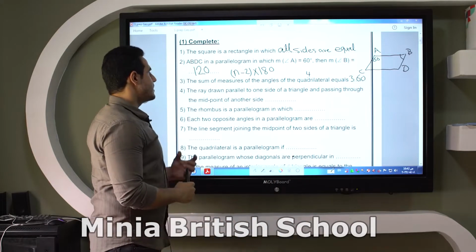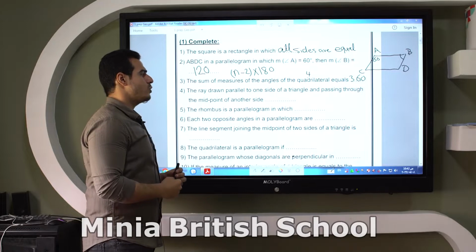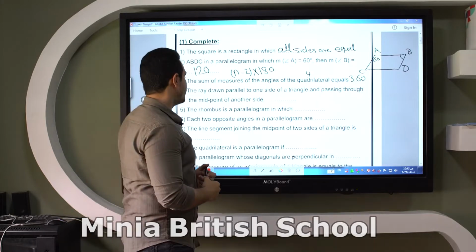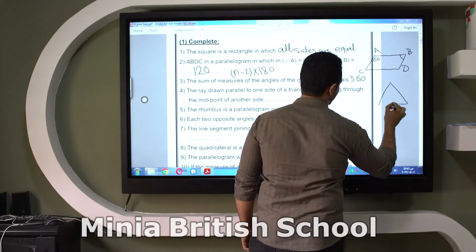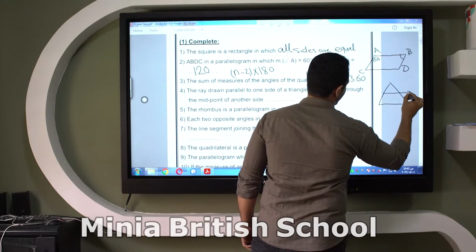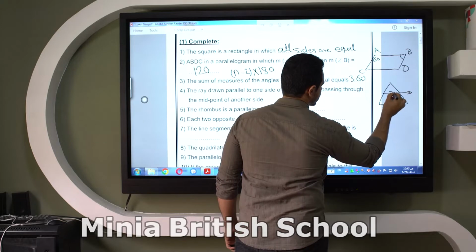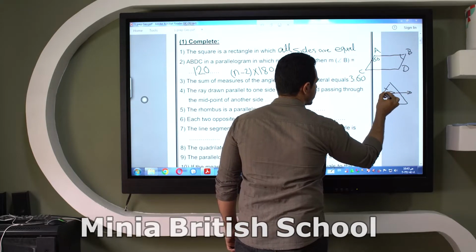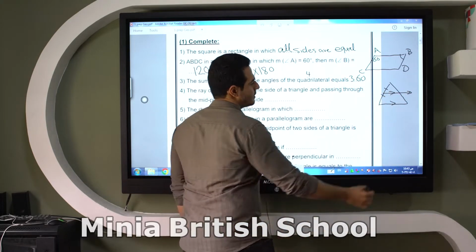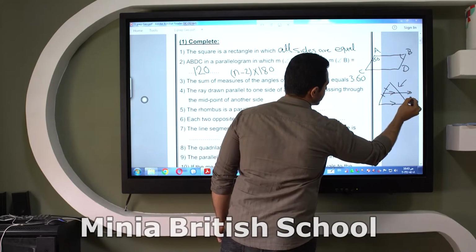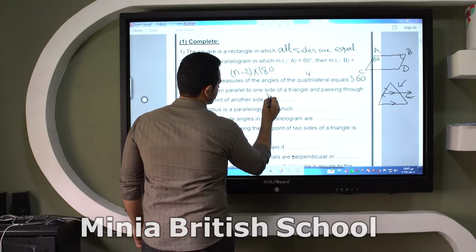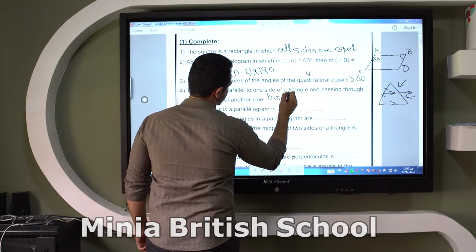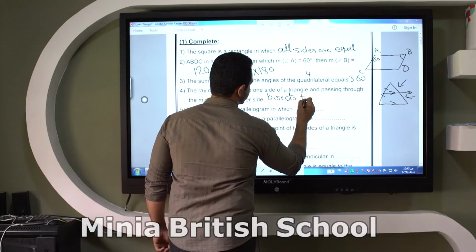Number 4, the ray drawn parallel to one side of a triangle and passing through the midpoint of another side, like this. We have a ray parallel to a side of the triangle and bisecting one side. It will bisect the third side.